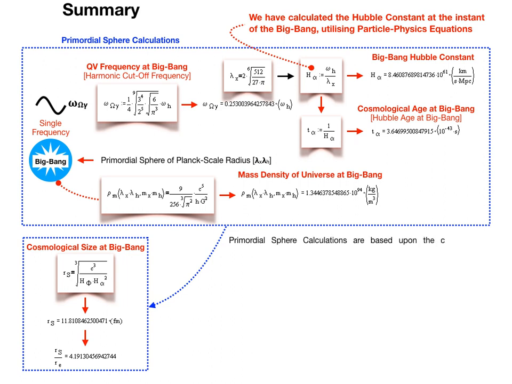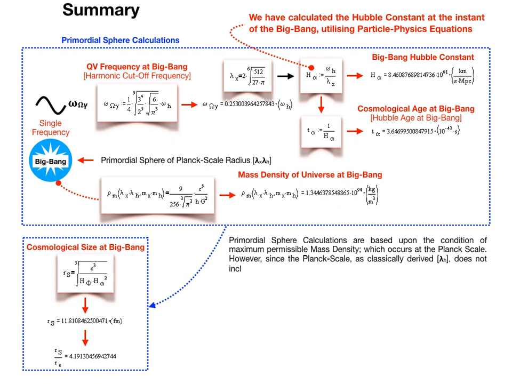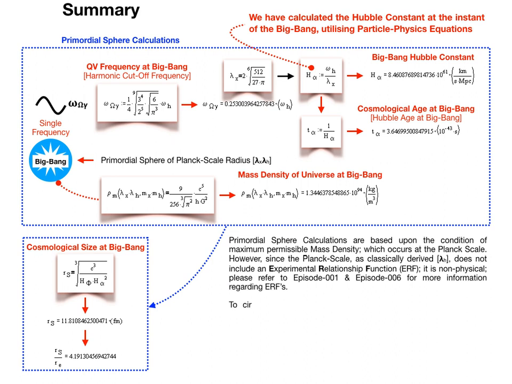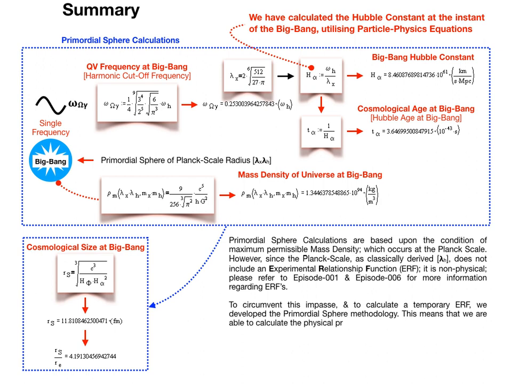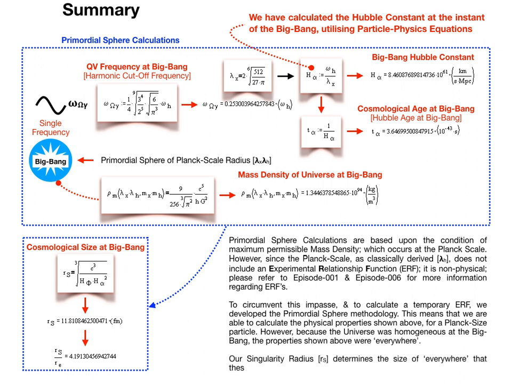Our primordial sphere calculations are based upon the condition of maximum permissible mass density, which occurs at the Planck scale. However, since the Planck scale, as classically derived, does not include an experimental relationship function, it is non-physical. Please refer to Episode 1 and Episode 6 for more information regarding experimental relationship functions. To circumvent this impasse, and to calculate a temporary experimental relationship function, we developed the primordial sphere methodology. This means that we are able to calculate the physical properties shown for a Planck-sized particle.